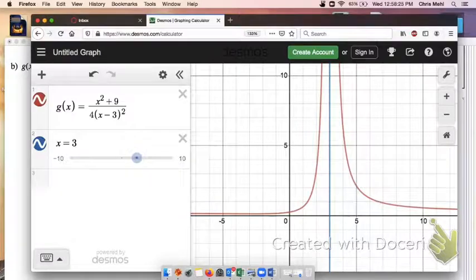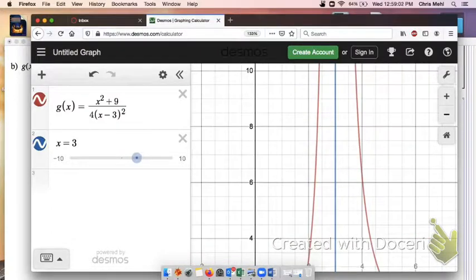Now I want to verify that x equals 3 is a vertical asymptote. I'm going to do this in several ways. The first way is just going to be checking graphically. I have come into Desmos and graphed g of x, which is x squared plus 9 over 4 times x minus 3 squared. I have also graphed the vertical asymptote in blue. I can make that go away if I want to, and you'll notice that that is a vertical asymptote. Actually, I can just zoom out.